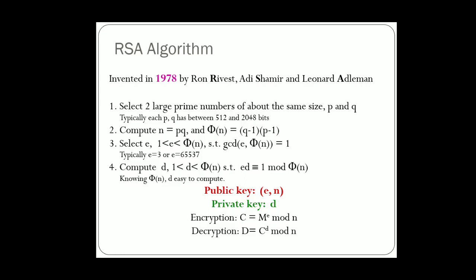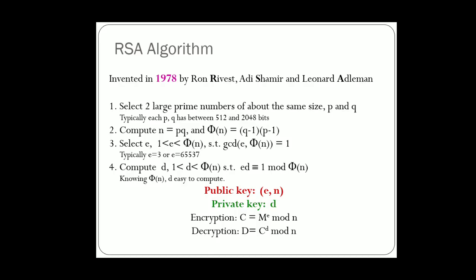In the next step, we have to choose a random integer, that is E. E should satisfy two conditions. The first condition is E should be in between 1 and phi of n. And the second condition is GCD of E comma phi of n should be 1. These are all the main steps for the RSA algorithm. Here in the RSA algorithm, E is considered as a public key.